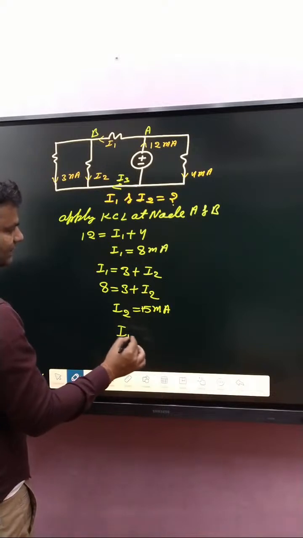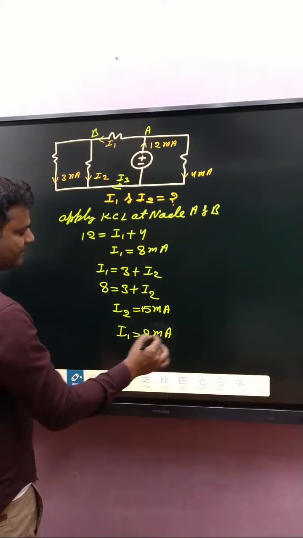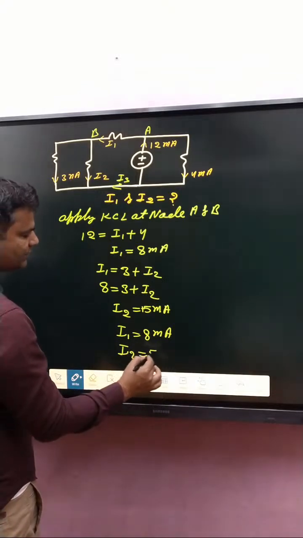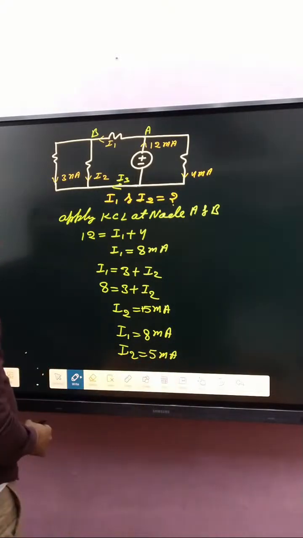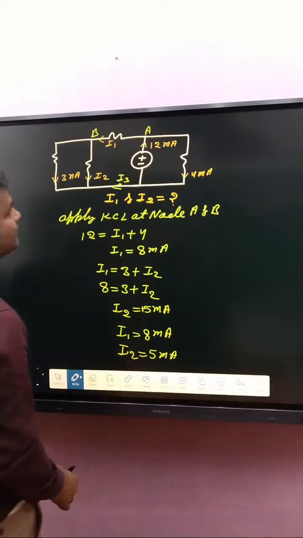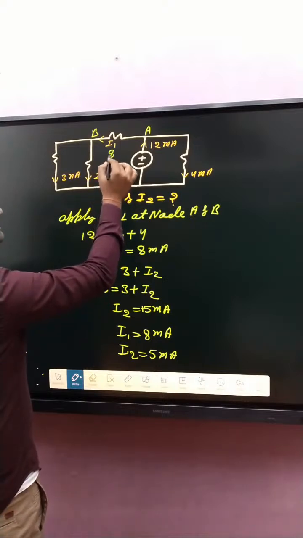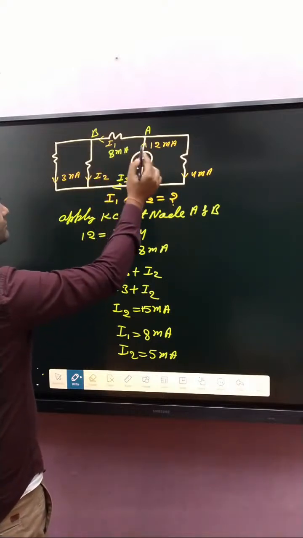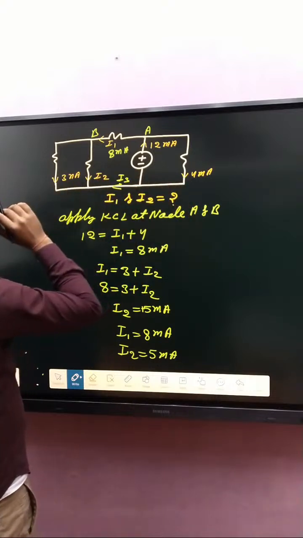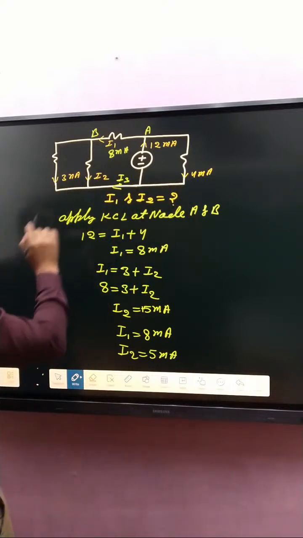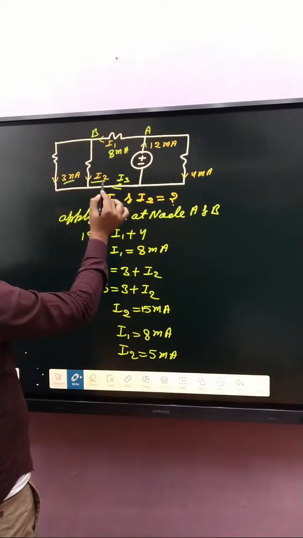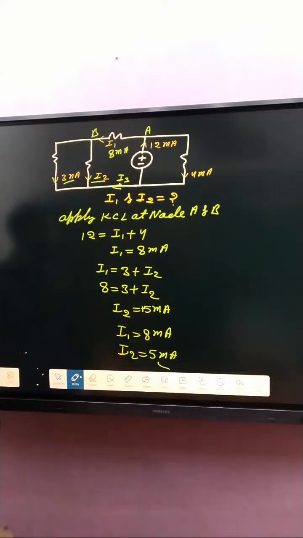So finally I1 is 8 milliampere and I2 is 5 milliampere. How can we check? If I1 is 8 milliampere, then 12 is equal to 4 plus 8, it's right. Now 8 is equal to 3 plus 5, also right. So these two answers are correct. If anyone faced doubt, tell me, I will explain again.